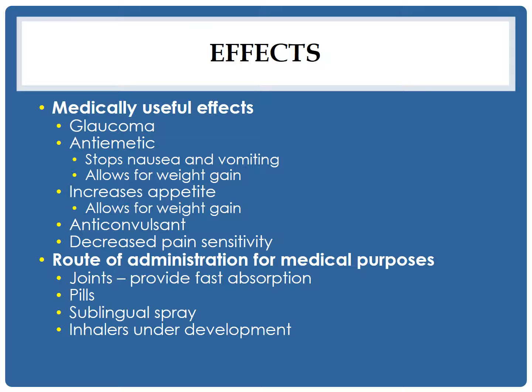The cannabinoids are both an antiemetic and they increase appetite. Antiemetic means that it stops nausea and vomiting. So between stopping the nausea and vomiting and increasing appetite, it allows for weight gain. We've talked about that before. It's an anticonvulsant, so it can be used in patients with movement disorders, spasticity, or Tourette's syndrome. Its utility in treating Parkinson's symptoms is unclear, but it's an anticonvulsant.